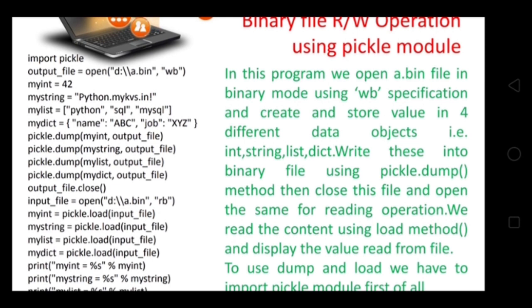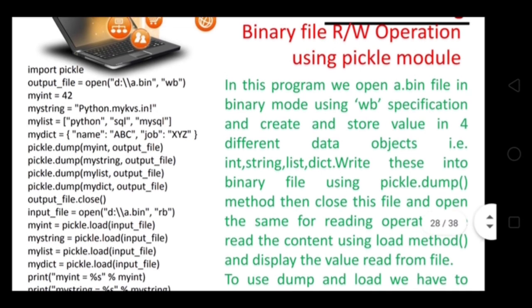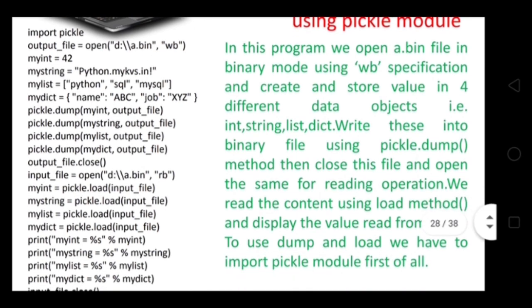The dump function has two arguments. In the first dump function, I have my_int and output_file. Output_file is what? It is a file object. Similarly the second, third and fourth.